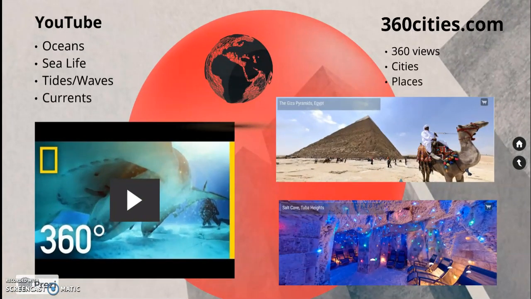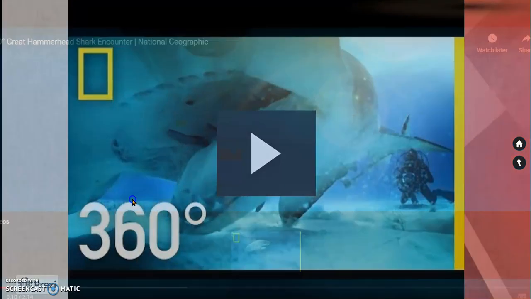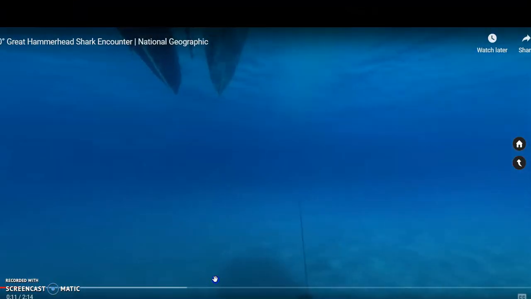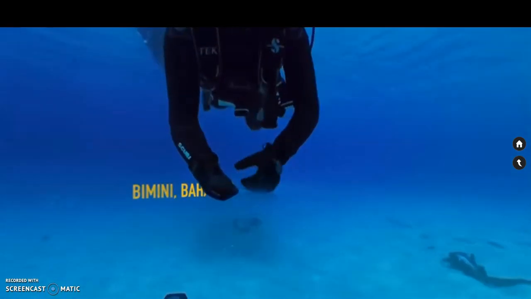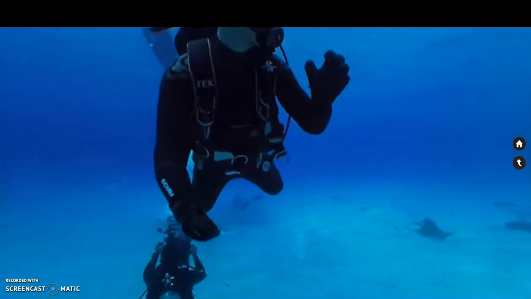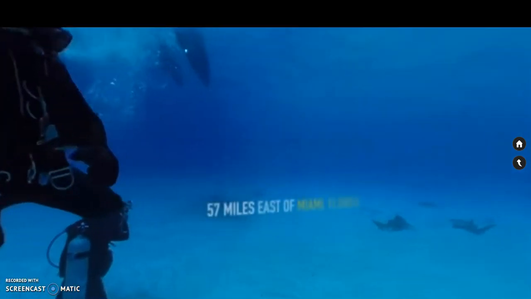Here we also used YouTube in conjunction with the National Geographic videos on looking at things like ocean life, seas, tides, waves, currents. Just a real quick little glimpse at what we can do. This is in the Bahamas, and they're researching, I think, sharks. And you get kind of a 3D effect.